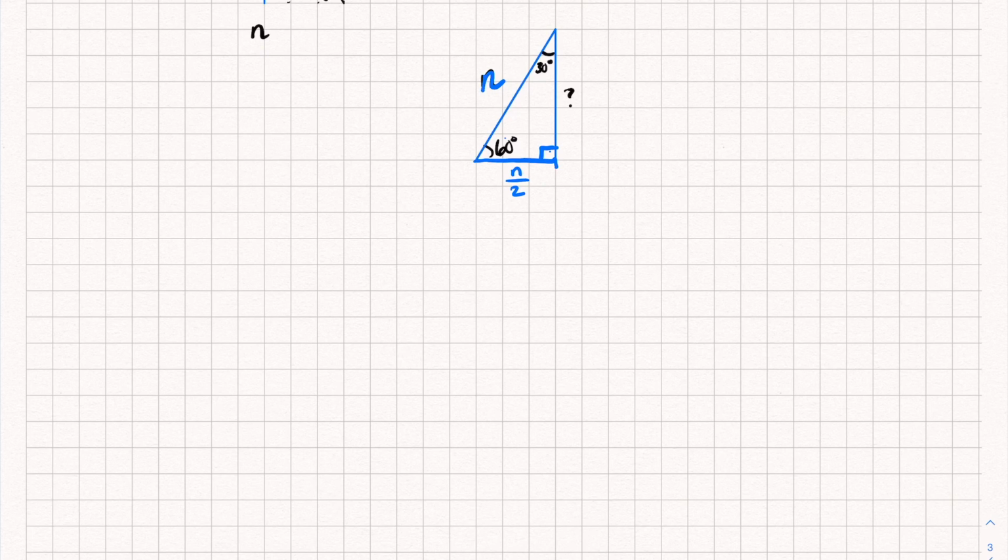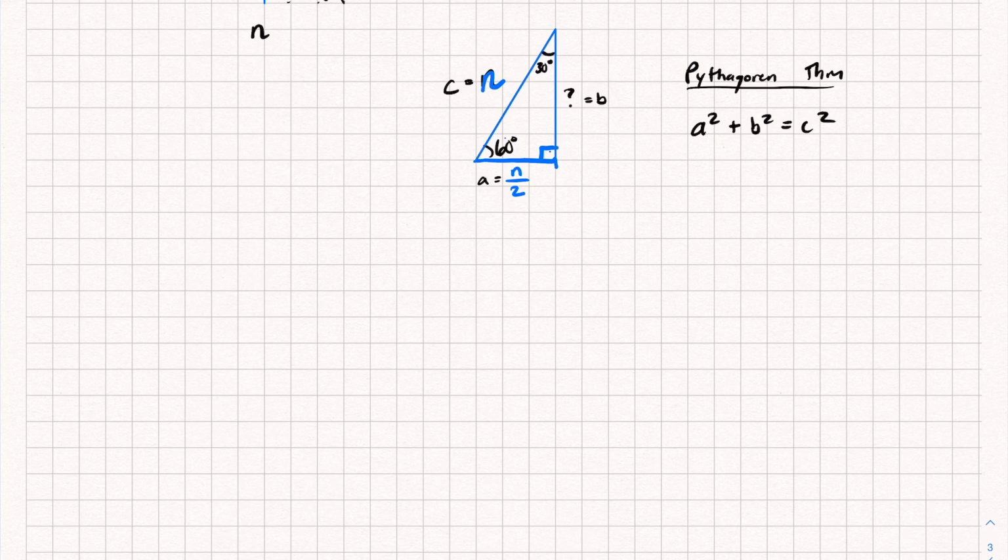All right, so to find the missing side here for this 30, 60, 90, I'm going to use Pythagorean. I told you this is going to come up a lot. Pythagorean, again, is a squared plus b squared is equal to c squared. I'm going to let my a be n over 2. My b is going to be the missing side. My c has to be n because that's the hypotenuse.